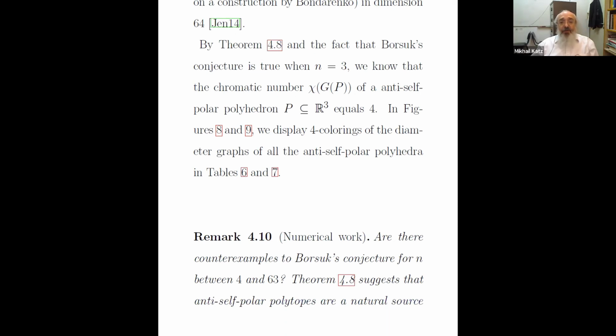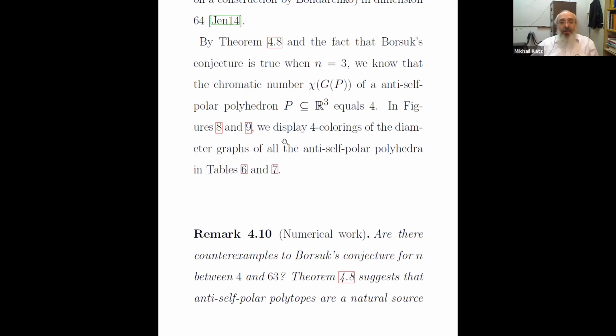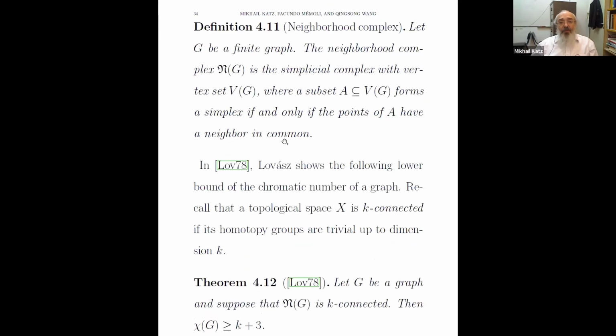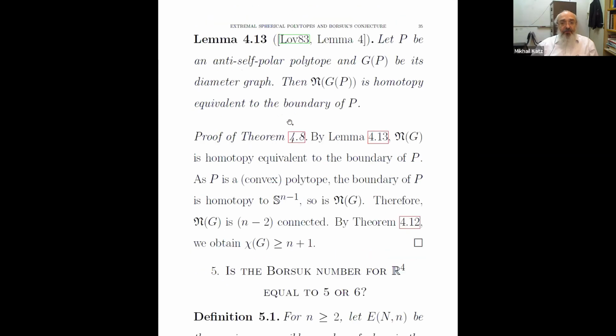So in any case, what I tried to argue so far is that these anti-self-polar polytopes are a natural source of potential counterexamples to Borsuk, because according to Lovász's result, they already have a very high chromatic number. But so far, the configurations that we were able to construct all have chromatic number 5 on the 4th sphere. And okay, neighborhood complex, I'm going to skip this. That's how Lovász proved his theorem.